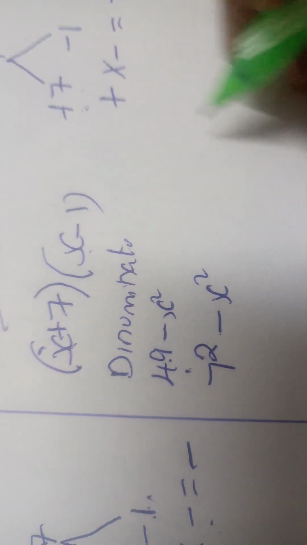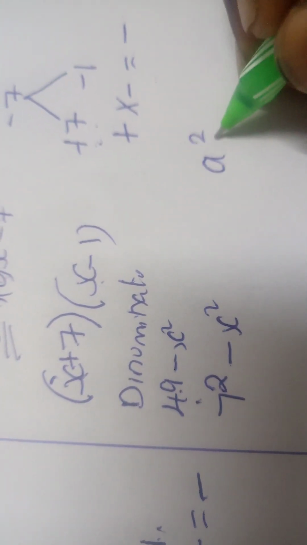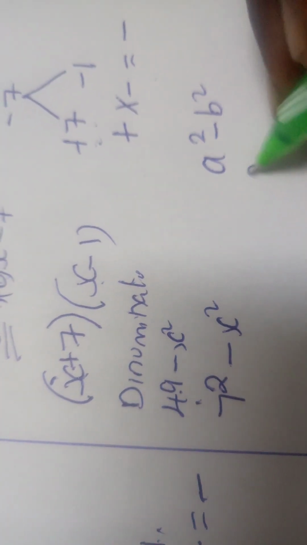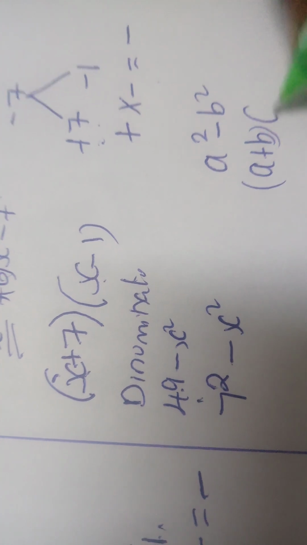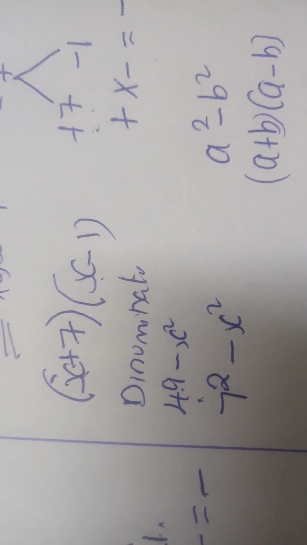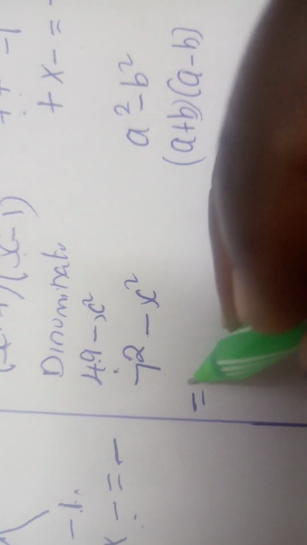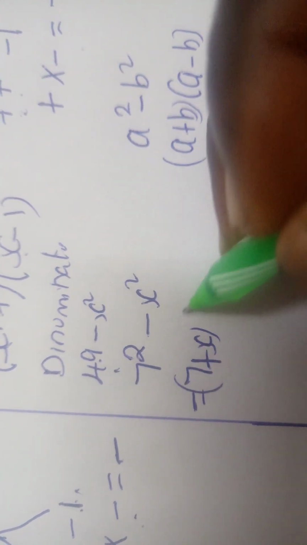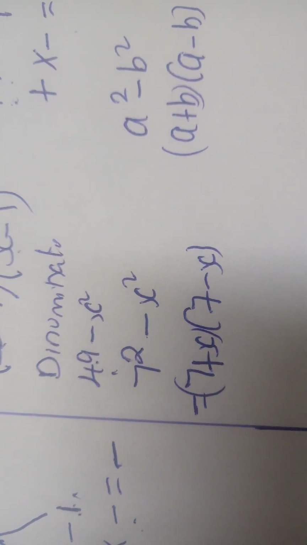Now in this way we have a difference of squares. The law says, for example, when you have a squared minus b squared, it is the same as a plus b in one bracket and a minus b in the other bracket. I hope you know that. So in this scenario, it will be the same as 7 plus x, then the other bracket is 7 minus x. We are done with the denominator.